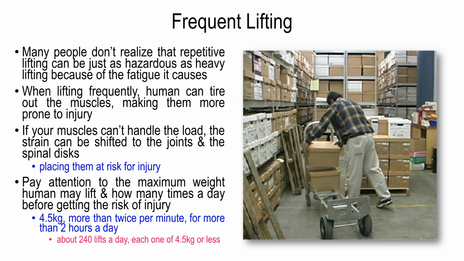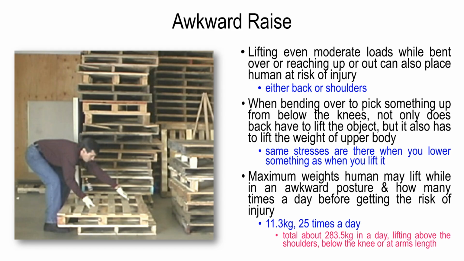A maximum weight of 4.5 kilograms, lifted more than twice per minute for over 2 hours a day, poses a high risk. Awkward raising postures, such as bending over or reaching up or out, increase the risk of injury to the back or shoulders, even with moderate loads. Bending below the knees strains the back and requires lifting the upper body's weight.